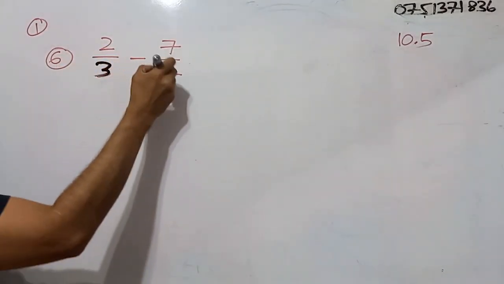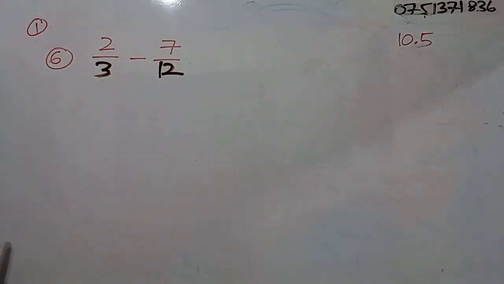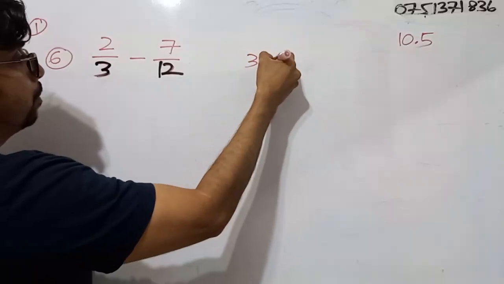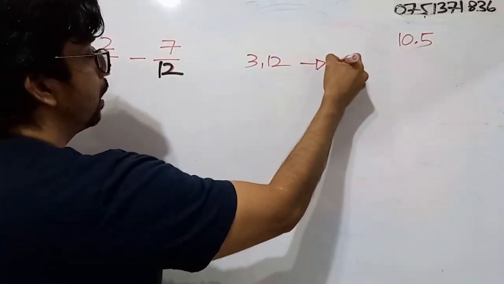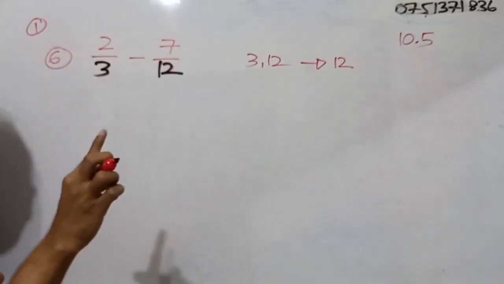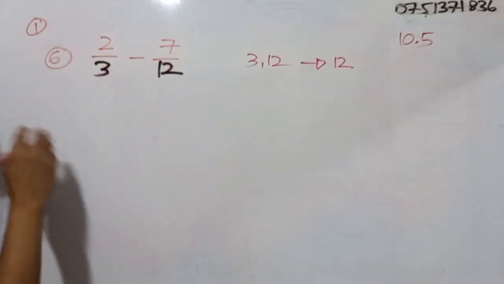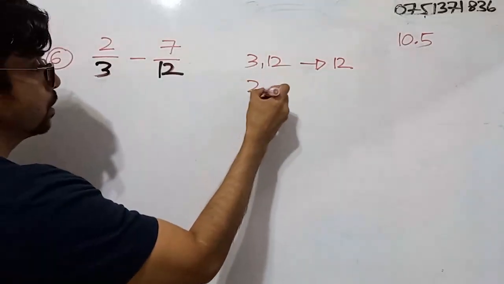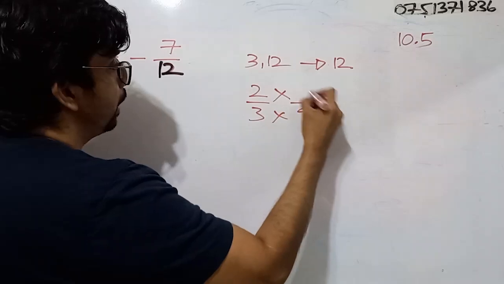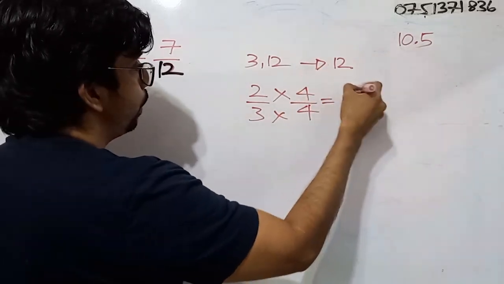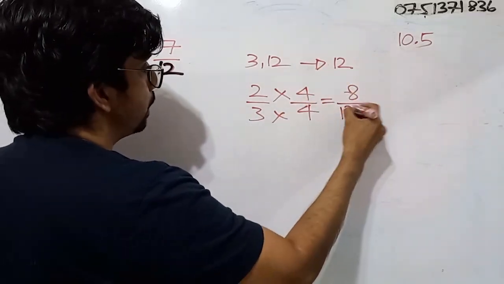Right. So the next fraction, what are the denominators? One is a 3 and the other one is a 12. If we consider the numbers 3 and 12, what will be the LCM? It will be 12. For this fraction, we don't have to do any conversions. But for 2 by 3, we have to do some conversions. For 2 by 3, I will have to multiply both numerator and the denominator by 4. 2 into 4, that is 8. 3 into 4, that is 12.